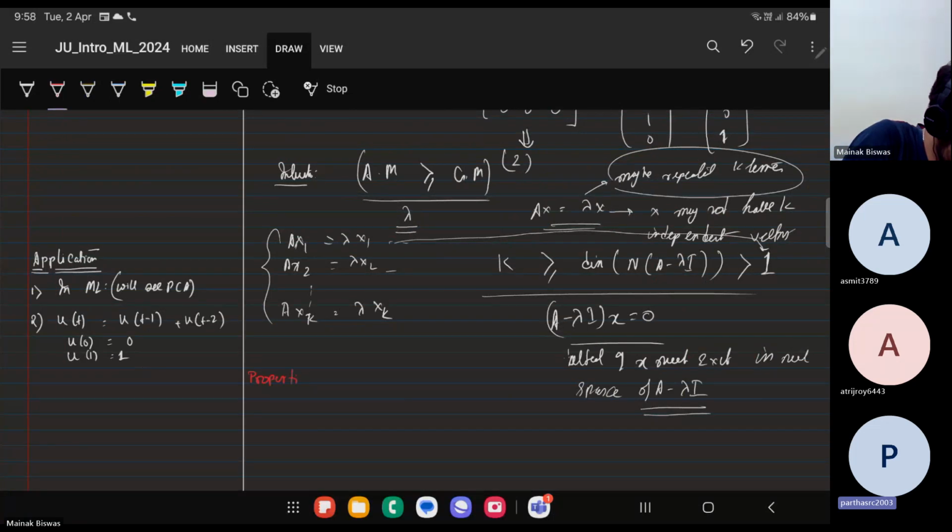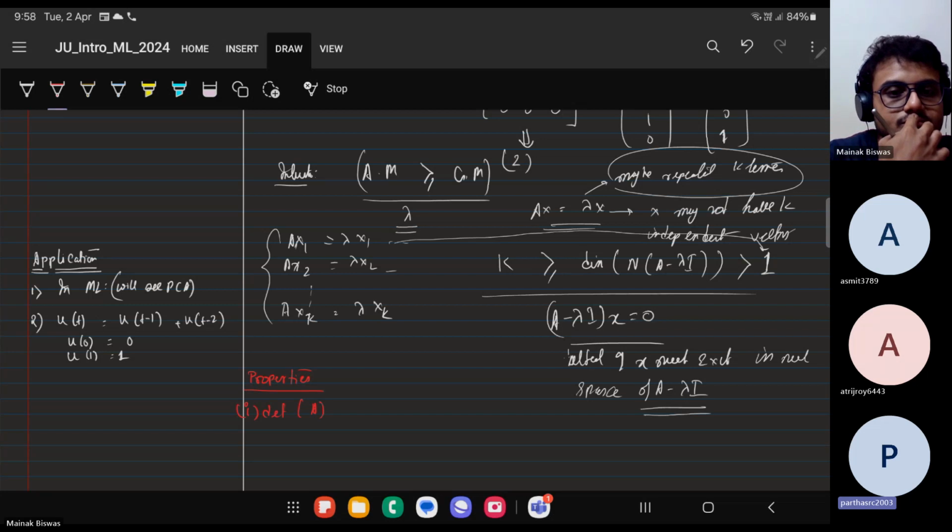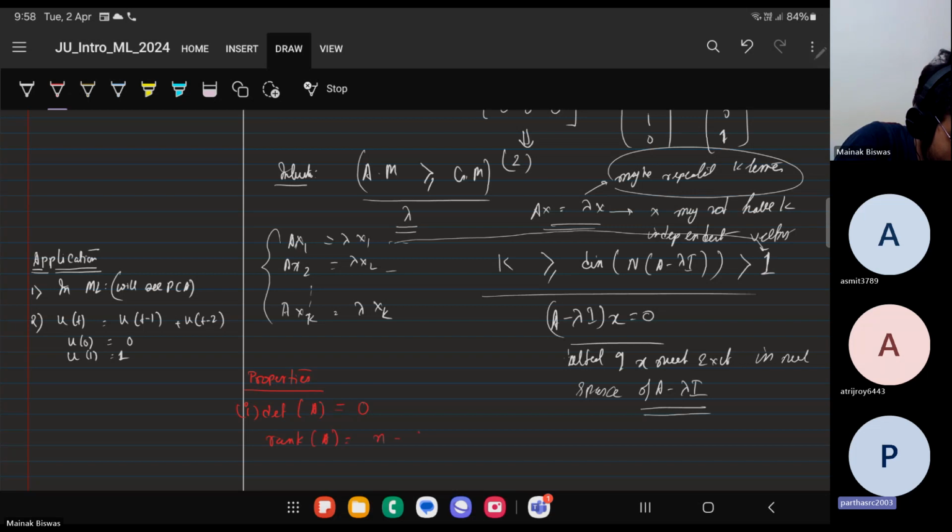Yeah, so it means that rank is less than n, meaning rank is equal to n minus the dimension of null space. So if the dimension of null space is greater than 0, then the rank will be less than n. So there must exist an eigenvalue, or a lambda term, at least one in it.